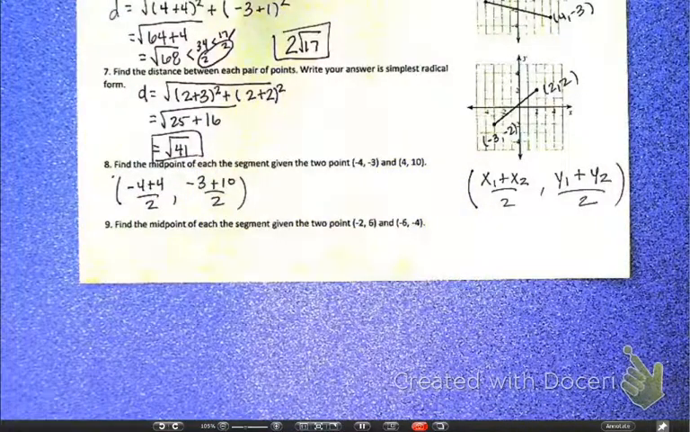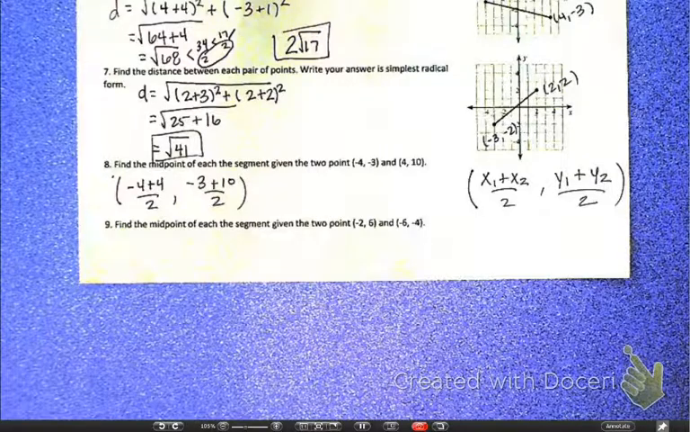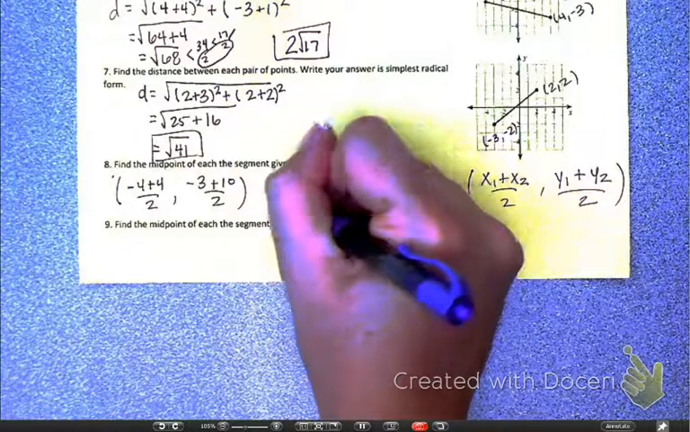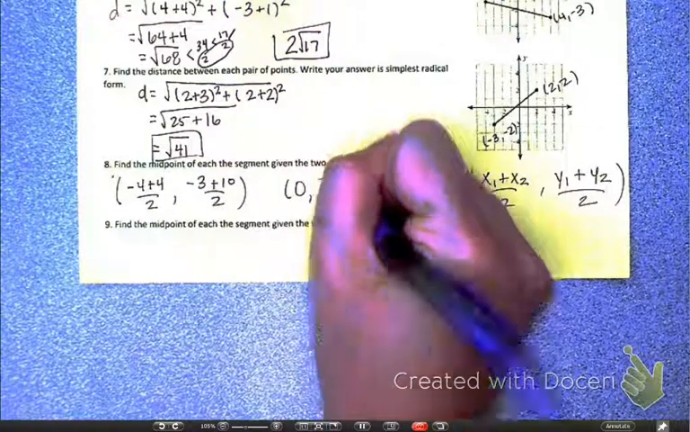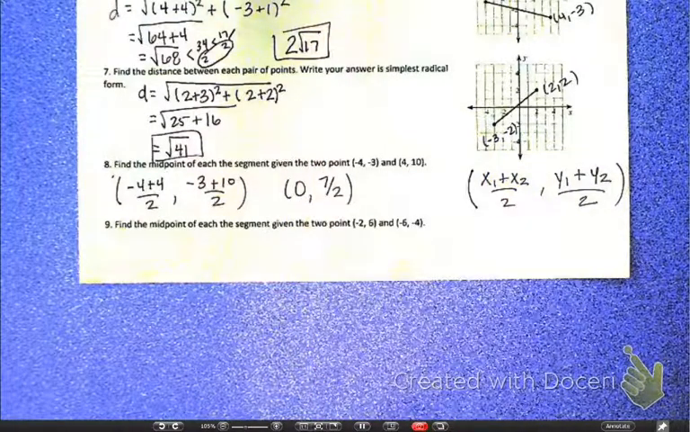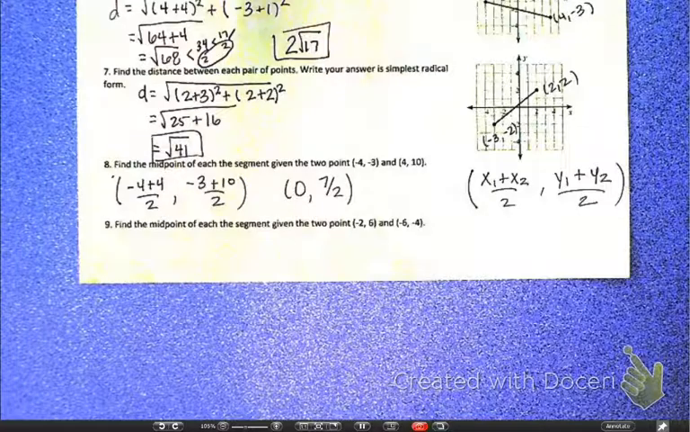-4 plus 4 is 0. 0 divided by 2? 0. -3 plus 10 is 7. And I'm just going to leave it 7/2. If you write 3.5, that's fine as well. Okay, but you can leave it as a fraction. The only time I would change it to a decimal, to be honest with you, is if you have to graph it. But it's not wrong if you do.